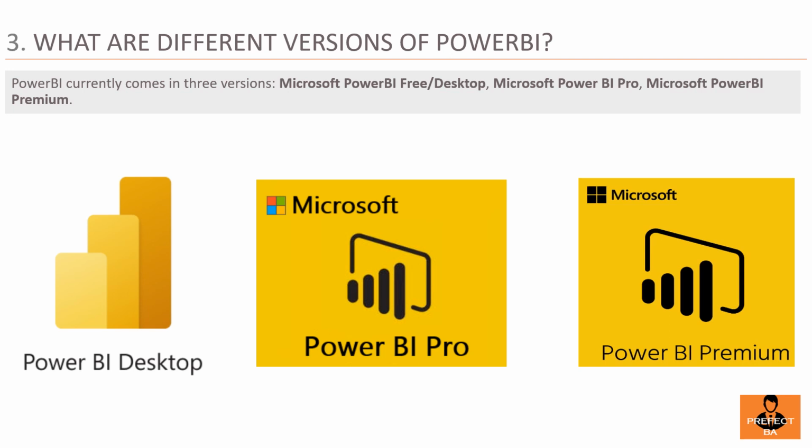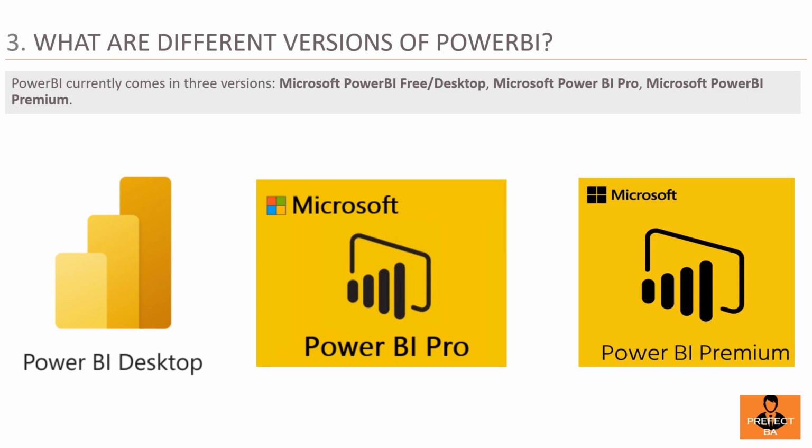Power BI currently comes in three versions: Microsoft Power BI Desktop, Microsoft Power BI Pro, and Microsoft Power BI Premium. Microsoft Power BI Desktop. This is the most basic and free version of Power BI. This is for all the users who wish to get some data-backed business insights from the data. For example, this version allows single users to create and publish dashboards and reports for their own use.